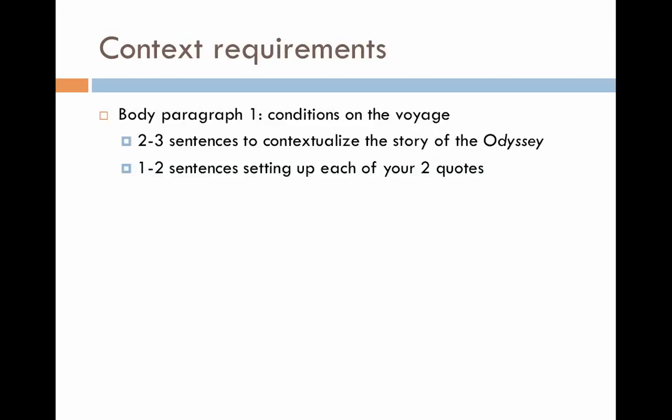Context requirements for this paper. You have to have context, and it shows up on your rubric. In body paragraph 1, where you talk about the conditions on the voyage, you should have 2 to 3 sentences to contextualize the story of the Odyssey. Who was Odysseus? Why was he traveling? Who were his men? What was the goal? And then you also need, for each of your quotes, 1 to 2 sentences to set that up. That means in your first body paragraph, you will have anywhere from 4 to 7 sentences of context.